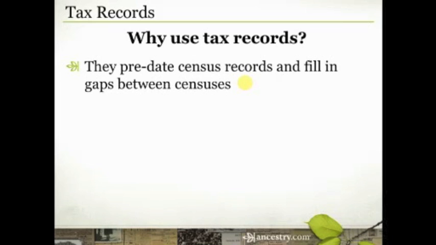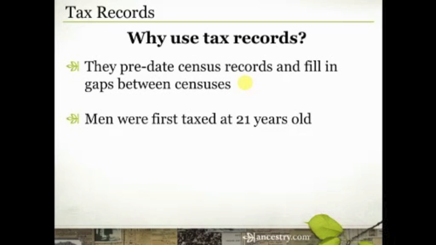Also, of course, there is the giant gap because of the missing 1890 census. For those of you who are not aware, the 1890 census was destroyed in a fire and water damage, or smoke and water damage, and then it was mostly destroyed. And so now, instead of a 10-year gap, we have this 20-year gap between the 1880 census and the 1900 census. So tax records are a really good way to fill in that gap.